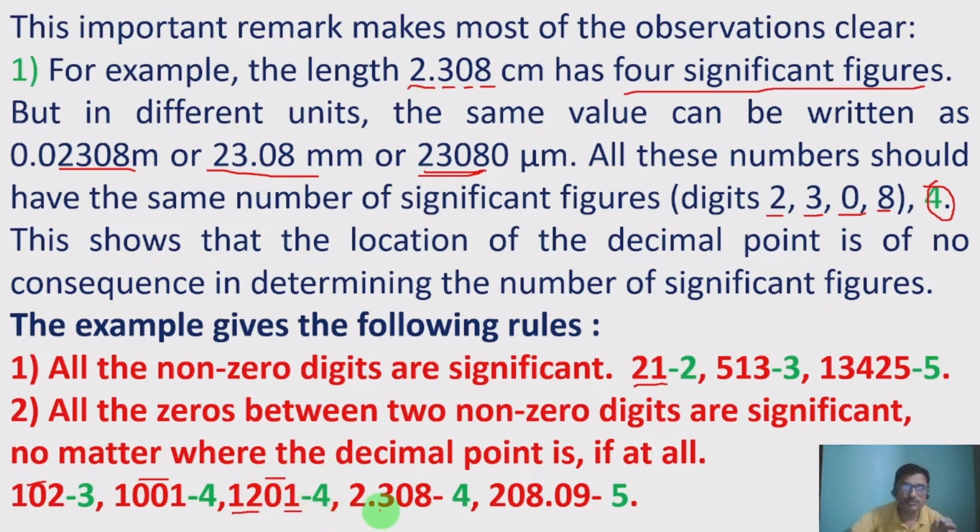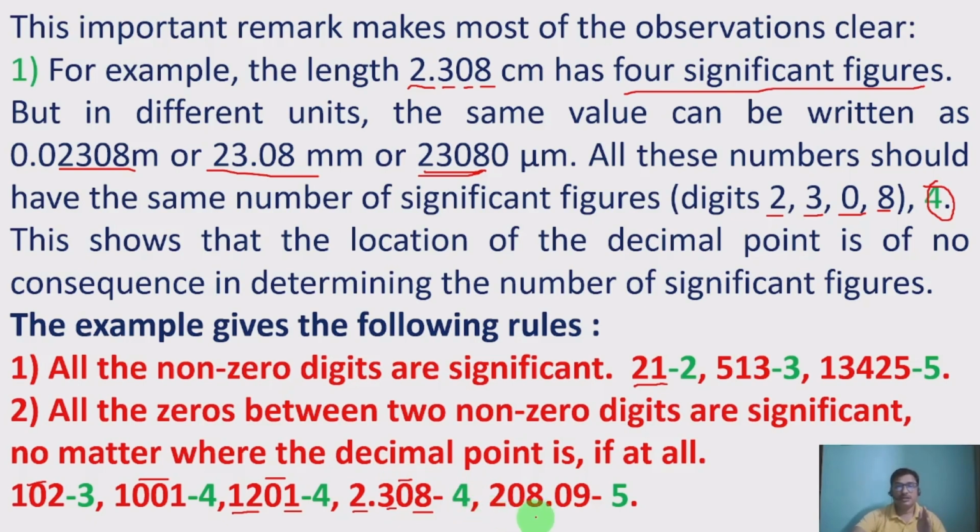And here the decimal point example we will take is 2.308. Here the 2 is significant, 3 is significant, 8 is significant. And the 0 here after the decimal point is also significant. And that's why there are 4 significant figures.